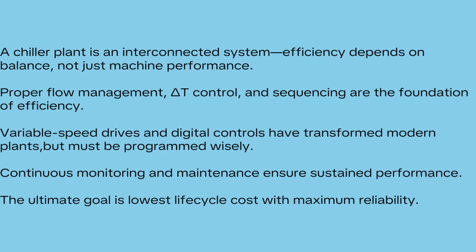Let's recap the core lessons. A chiller plant is an interconnected system. Efficiency depends on balance, not just machine performance. Proper flow management, delta T control, and sequencing are the foundation of efficiency. Variable speed drives and digital controls have transformed modern plants, but must be programmed wisely. Continuous monitoring and maintenance ensure sustained performance. The ultimate goal is lowest lifecycle cost with maximum reliability.